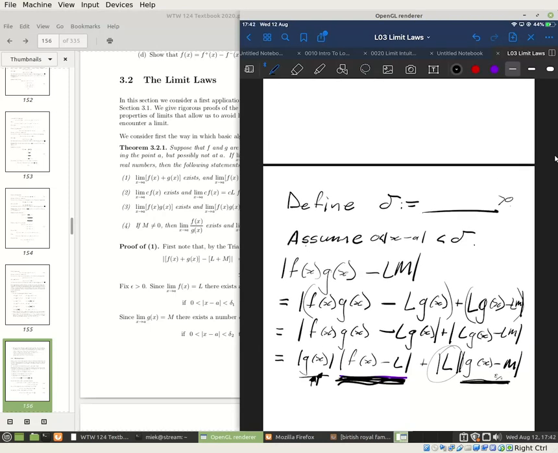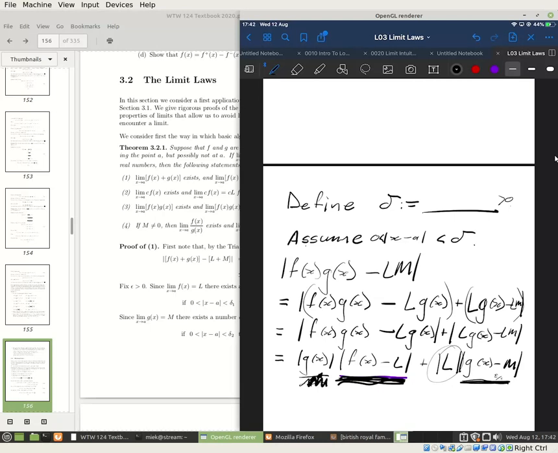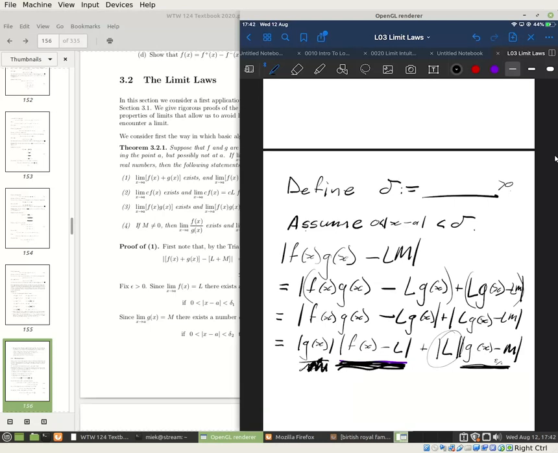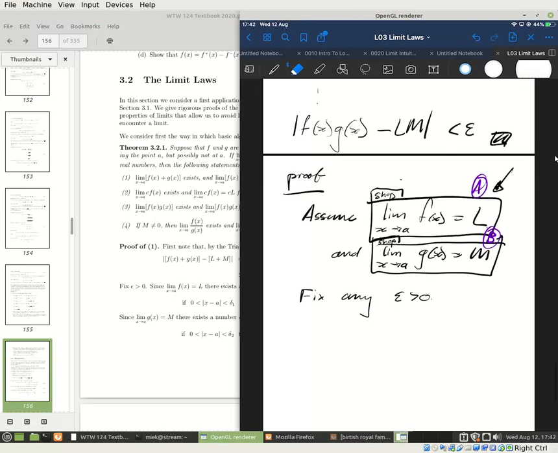First of all, let us see how we can control this guy. If we can get this guy to be less than or equal to some constant, then we can use what we know for this expression to get rid of this constant. So let's think about how we can get this absolute value of g of x to be controlled by a constant. And we will use shop B.